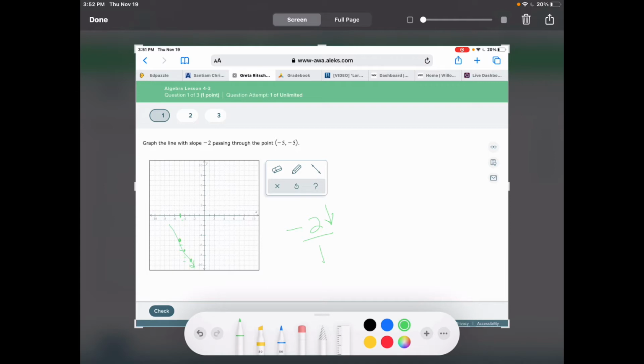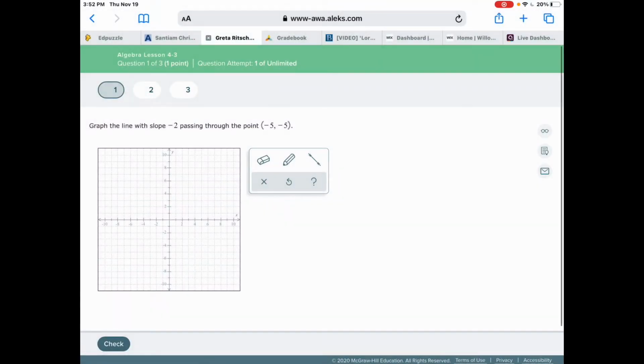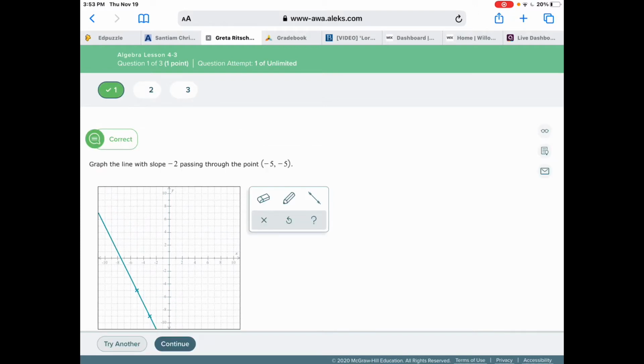So let me just go back to the question and do that. I believe I can just grab this line, put this first point here, hopefully that's (-5, -5), and then I'm going to do that same thing, down 2 over 1, down 2 over 1, just to be sure. Looks good to me. And that's how you do it.